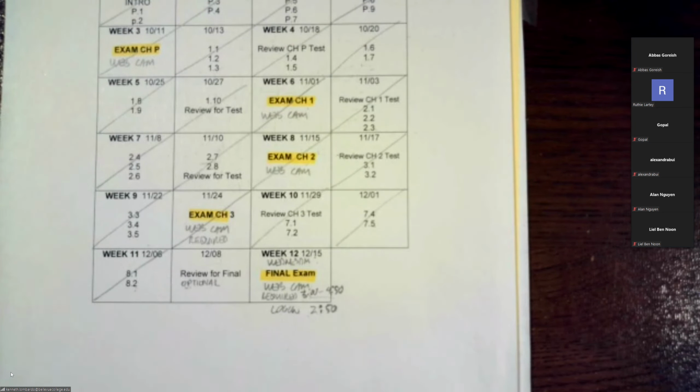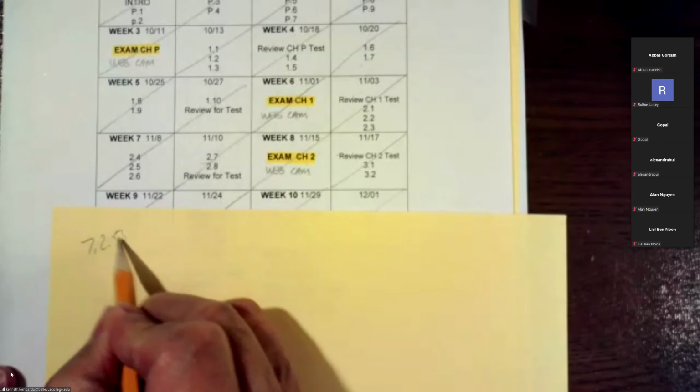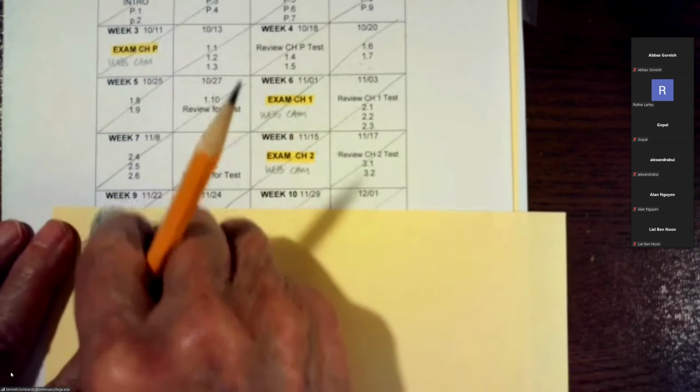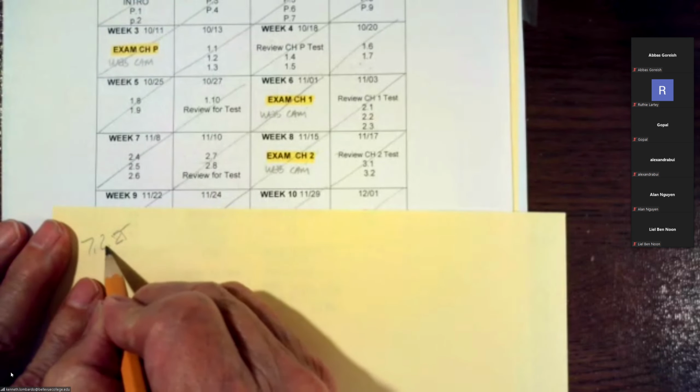I'm going to go over the questions. Yeah, Ruthie, we're going to do yours as soon as everybody's done here. What was the problem number again, Ruthie? 7.2, number 25. 7.2, 25. Okay. All right, we'll do one more and then we'll be done for the day. 7.2, 25. Let's see what that looks like here.